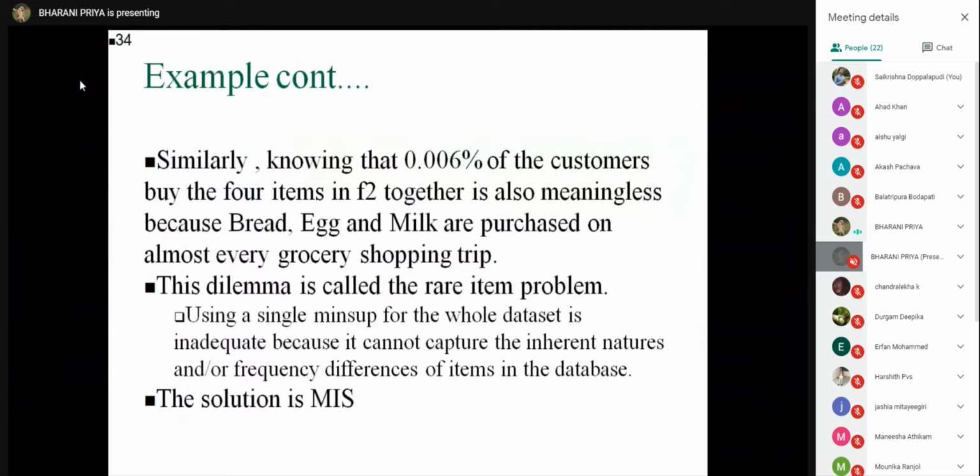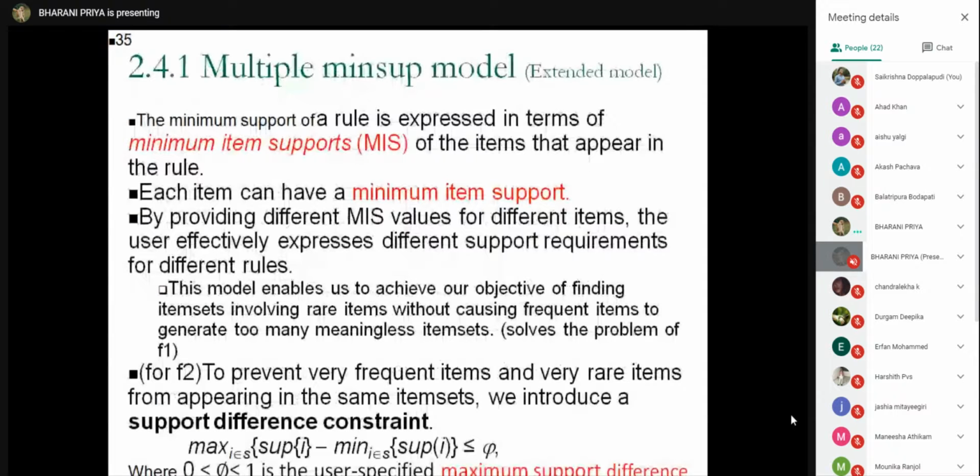So when you are using a single support, you are getting this problem. So the solution for this is the multiple minimum support model. The minimum support of a rule is expressed in terms of MIS. What we'll do is, for each item, we'll give some minimum item support. That means that we are providing different MIS values for different items.